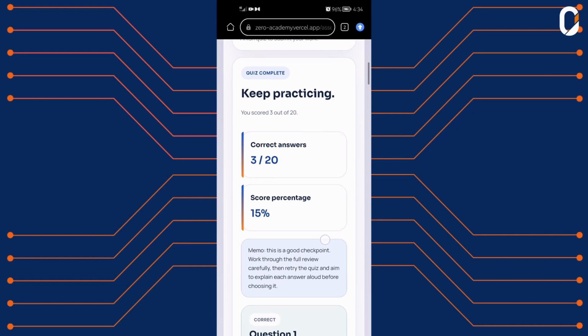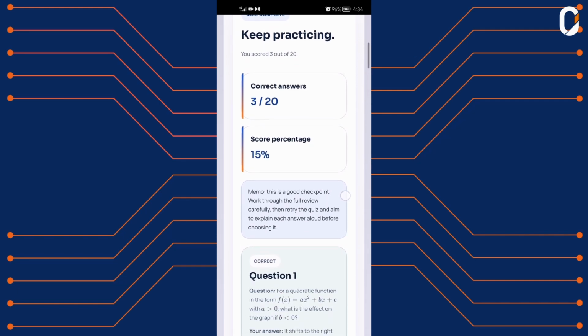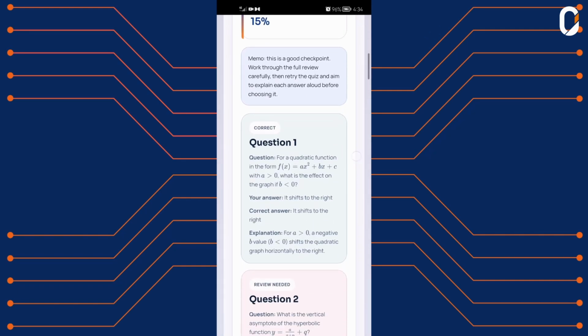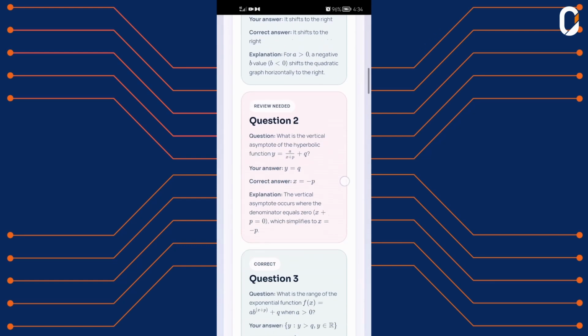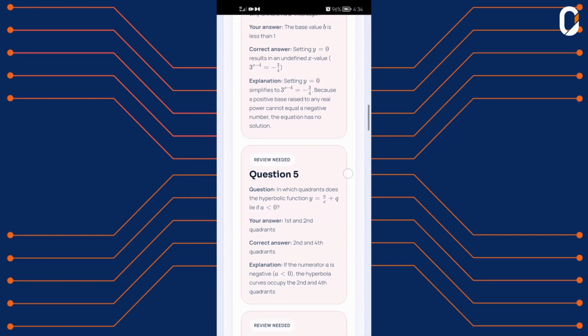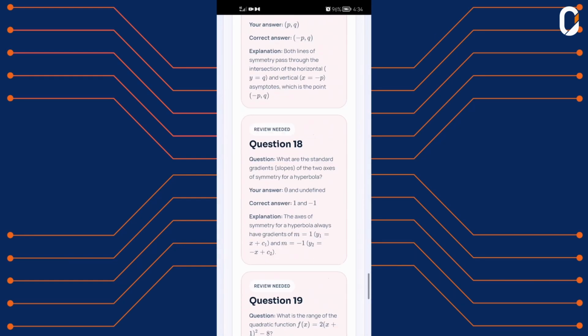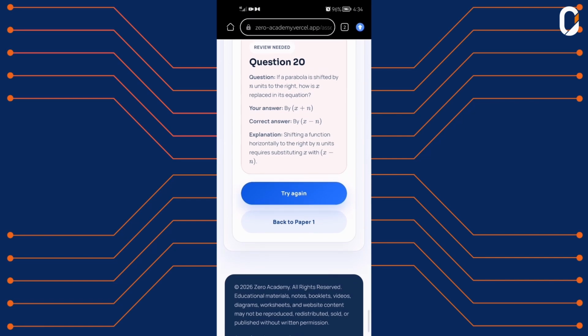And when you're done taking the quiz, it will show you your score along with the percentage, along also with the memo of the questions you took, as you can see on my screen. And if you feel like you want to take the quiz again, you can always try again.